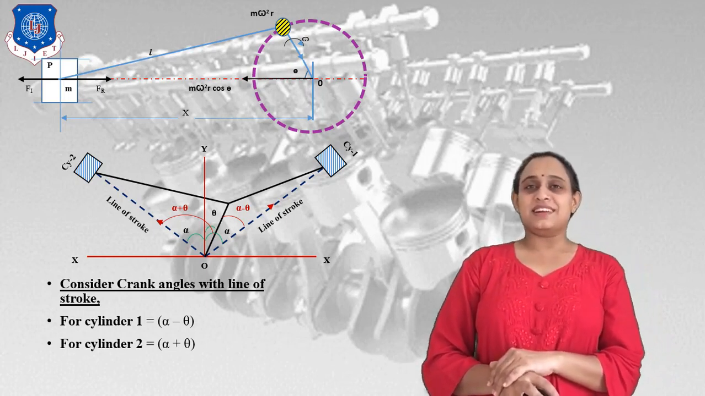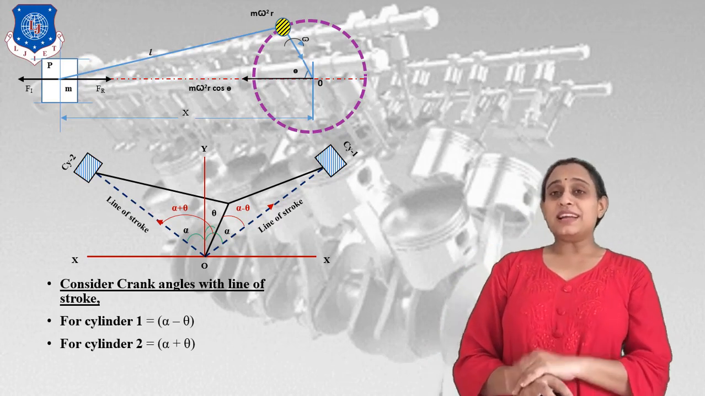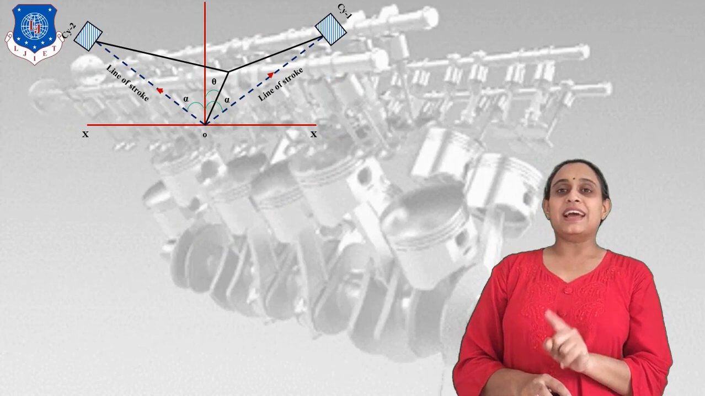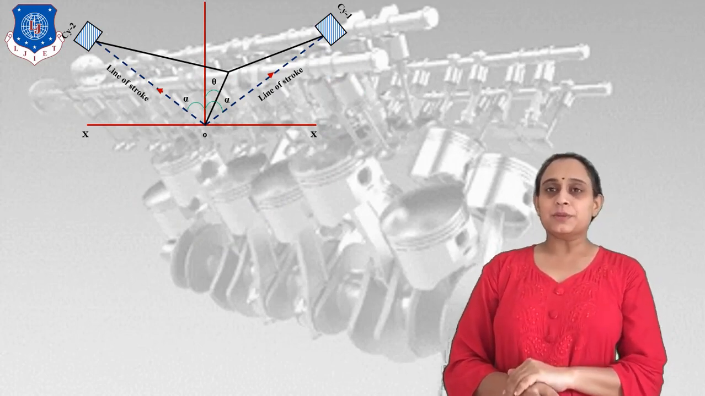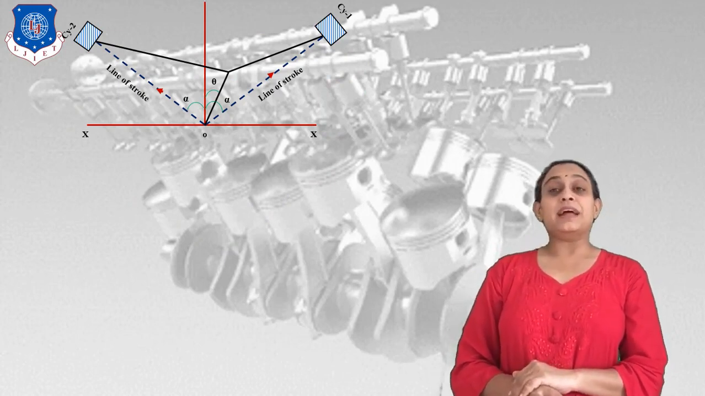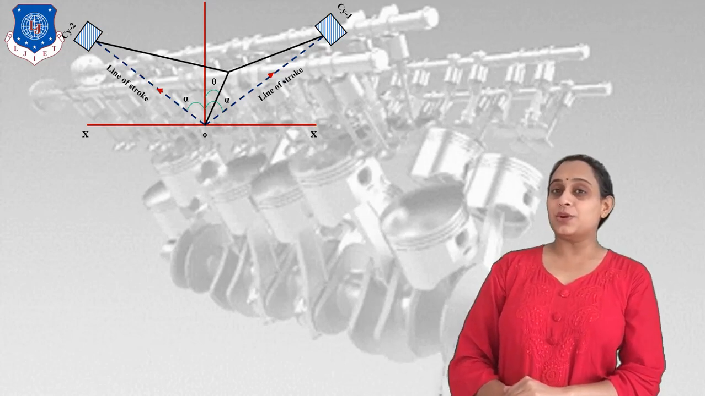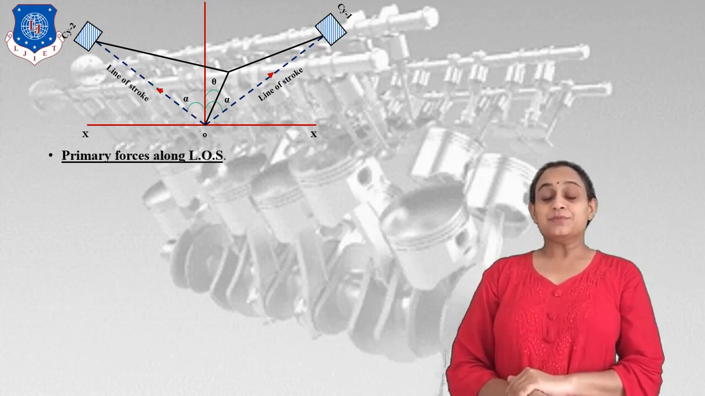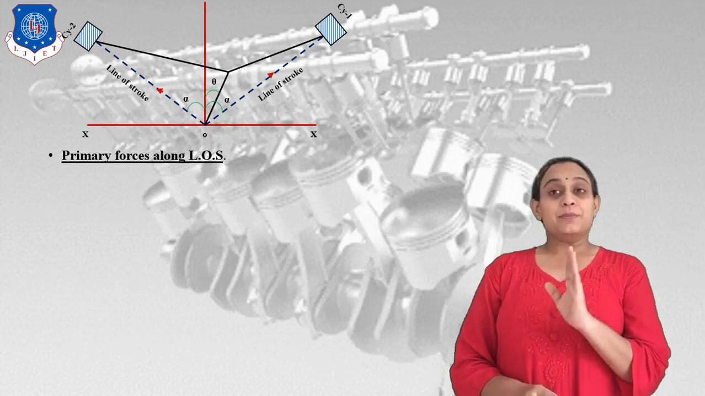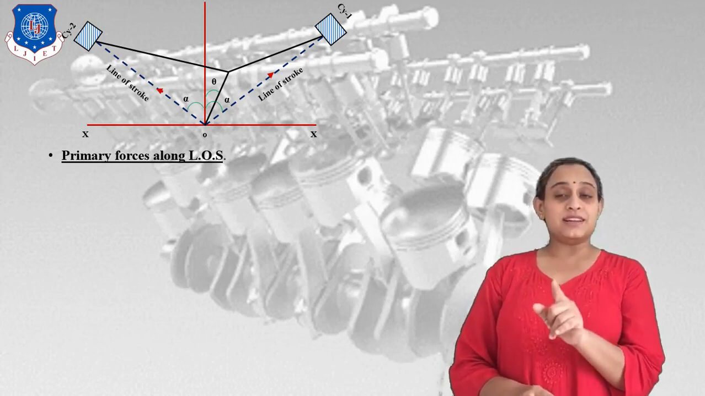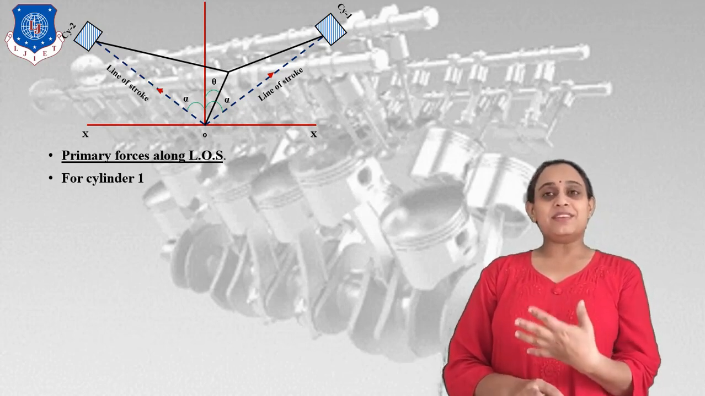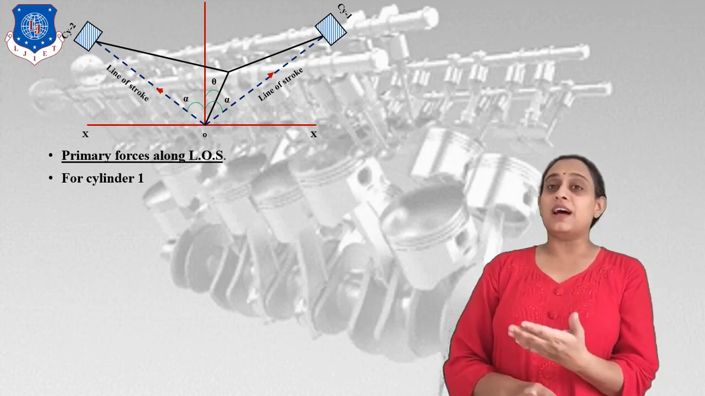Now, for the line of stroke, we first consider the primary force as well as the secondary force. As we know, the primary force along the line of stroke has the angle alpha minus theta. So the primary force for cylinder 1, Fp1, can be written as m omega square r.